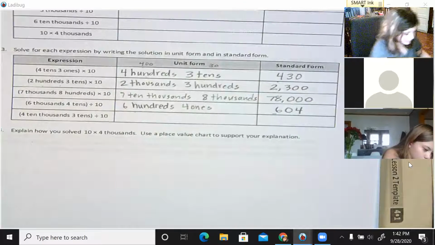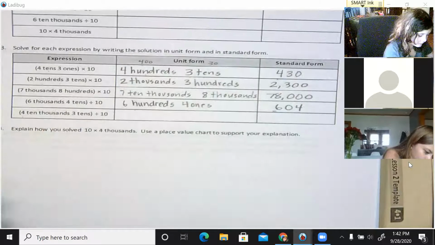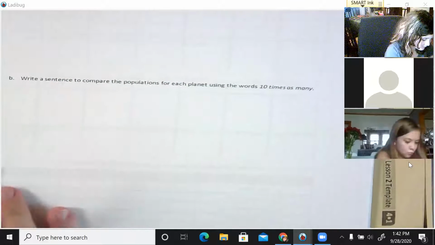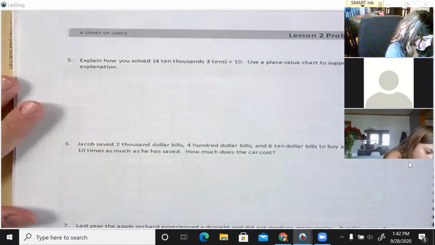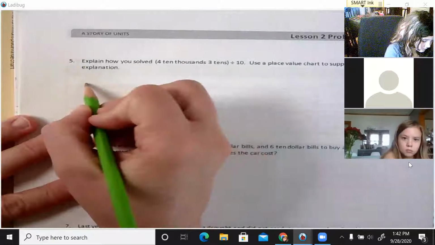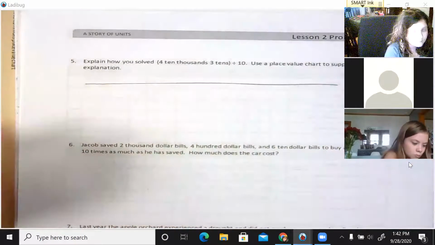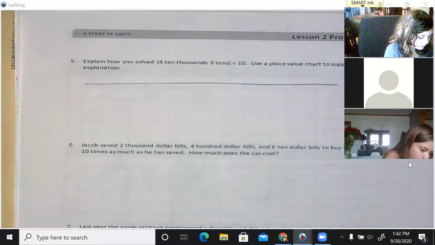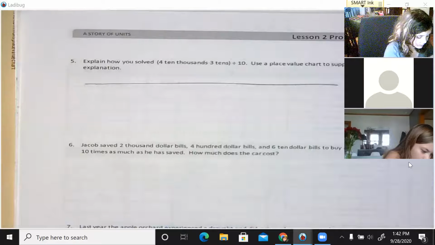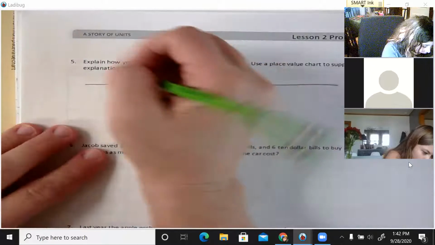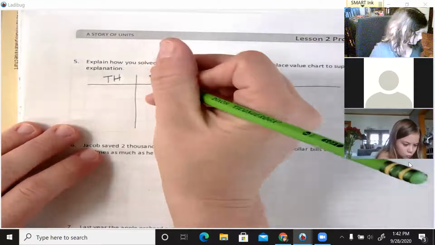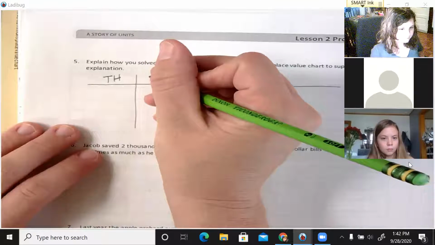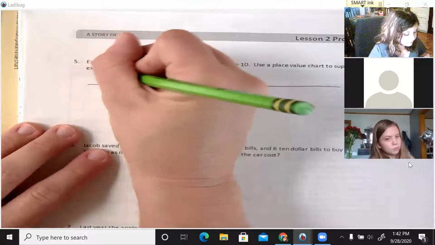Okay, now for number 3, when we have 4 10,000s and 3 10s, if you flip your page, number 5 asks you to explain this one. So turn to number 5, and we're just going to do this one right in your journal, in your student workbook, so then you don't have to go back and explain it later. So now you're going to draw a place value chart. And we only need to go up to thousands. So you need 4 columns with thousands. Actually, we need 10 thousands.